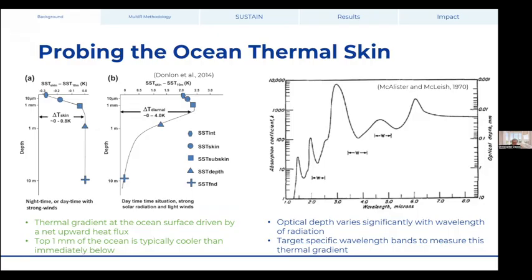This idea that I'm going to talk about has been around for decades. It was first proposed back in 1970. The idea is that with infrared radiation, when you're measuring the ocean surface using an infrared camera, the absorption coefficient at a particular wavelength of light varies. So you can choose different wave bands in your thermal camera to get at different depths of the near surface. And McAlister and McLeish back in 1970 said, we can look at these 3 regimes and get 3 different depths and measure what the thermal gradient is.